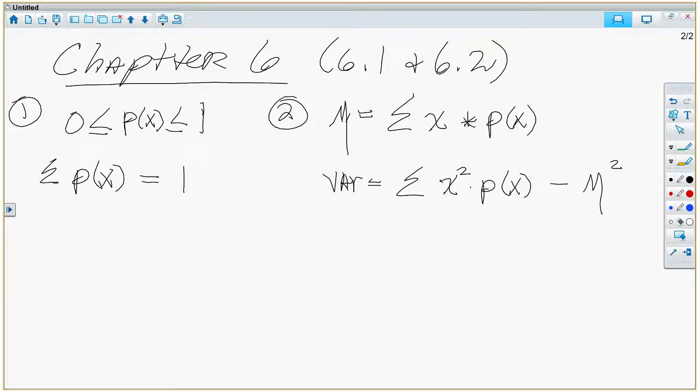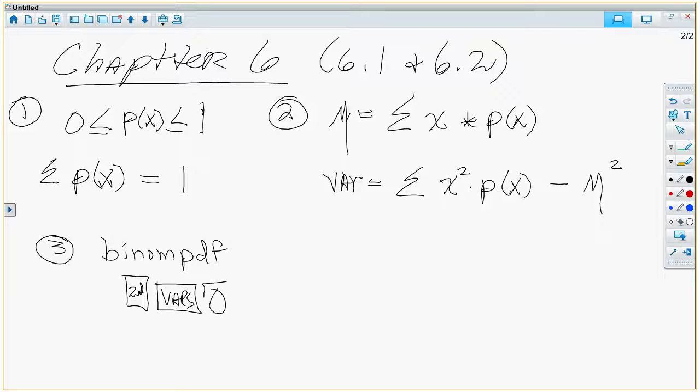Third, you need to know that the NPX function is binomial PDF. And how do you get that? Second, vars, 0. And how do you type it in? N, P, and X, and I talked about what those were.